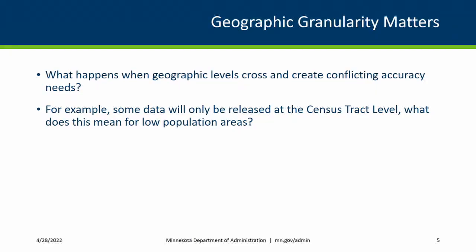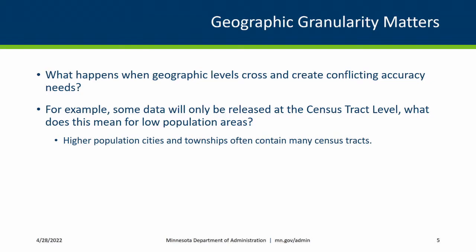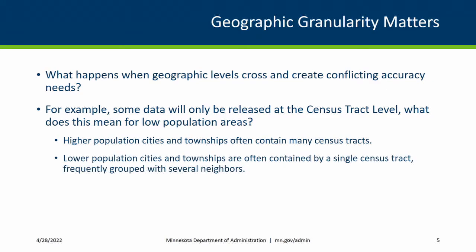And like I said, when data is only going to be released at the tract level, what does that mean? Higher population cities often contain many census tracts, and Amy showed you that with the city of Detroit. However, when we talk about lower population cities and towns, we're often talking about them being contained by census tracts, and often with many of their neighbors as well. Just quickly, when I was looking at the state of Minnesota, on average there are 1.8 units of government per census tract. If I remove the metropolitan area, that almost doubles to 3.5 units of government per census tract.